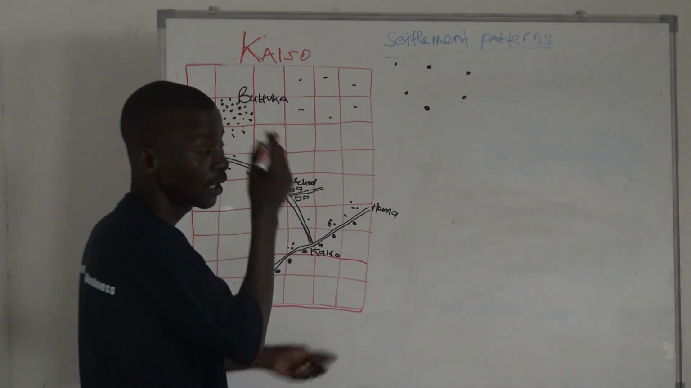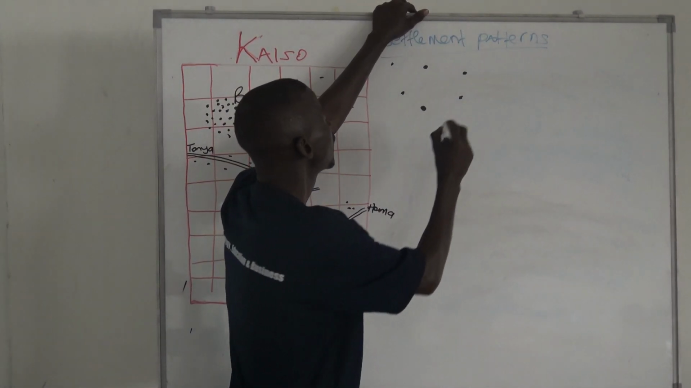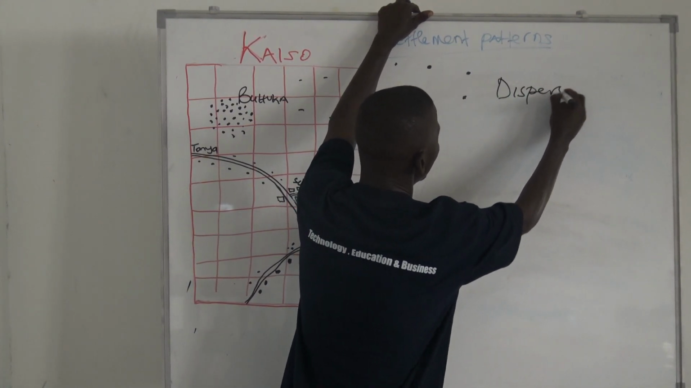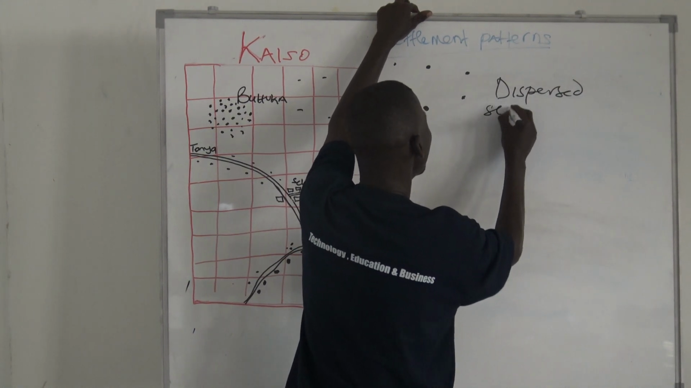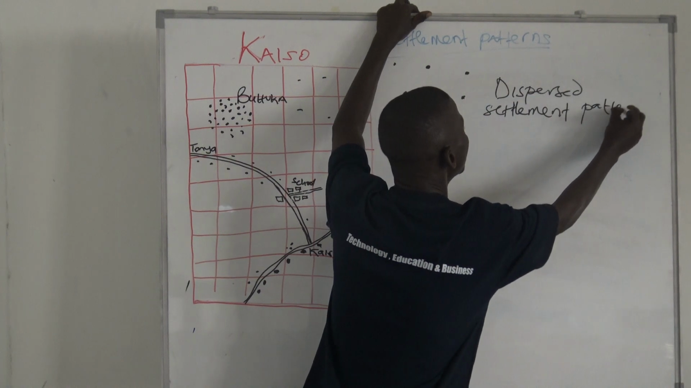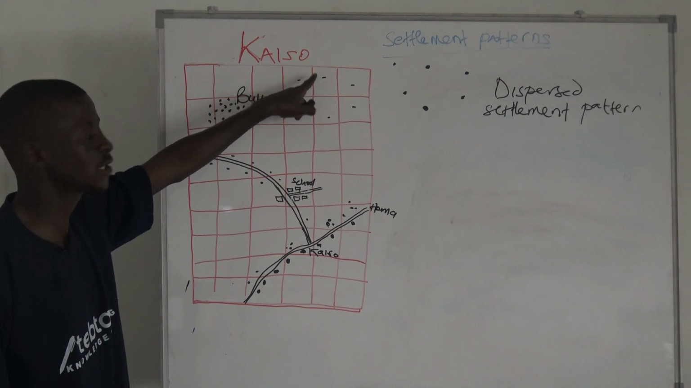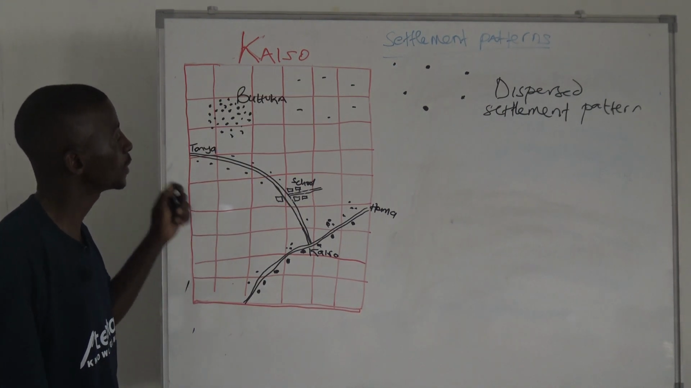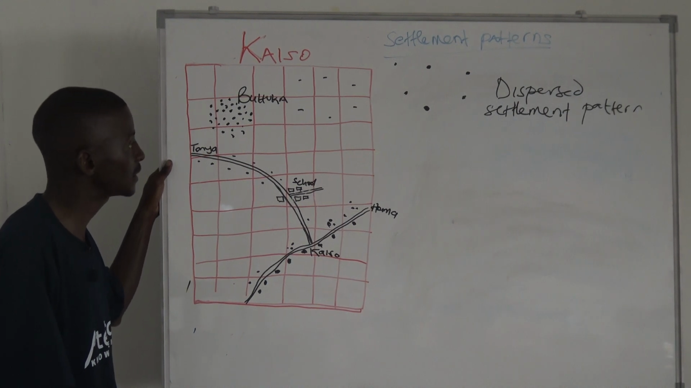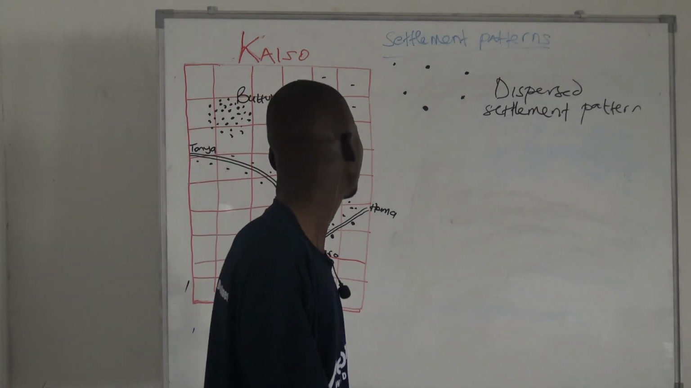That one is said to be what? This one is said to be a dispersed settlement pattern. So this one is displayed here, northwest of Kaiso. That is a dispersed settlement pattern.